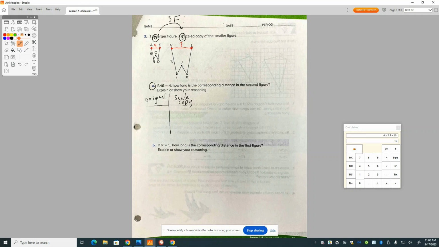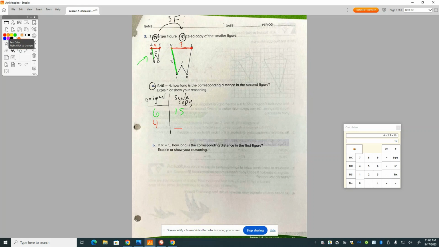So first thing that I notice is that they did give me corresponding sides with known distances. I noticed that in my original, I have a value of 6, and in my scaled copy, I have a value of 15. Now they are asking us, hey, if you know that AE has a distance of 4, what would be the corresponding distance of HL? So that is what I'm looking for.